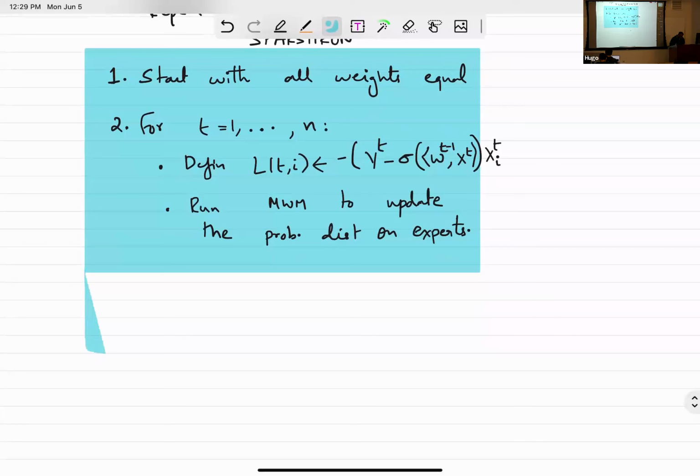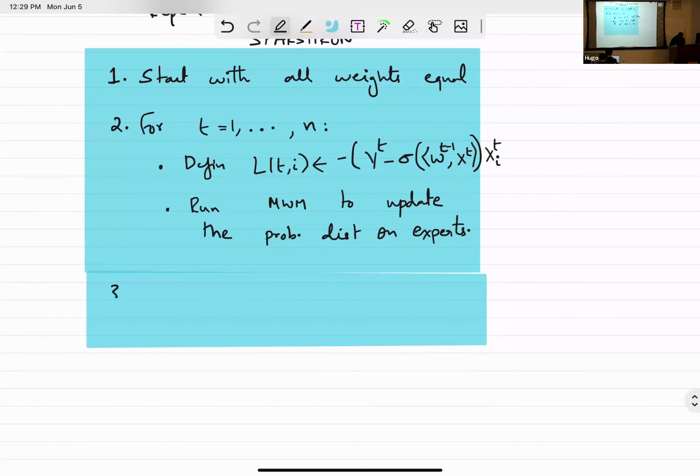There's one small thing that you have to do, which is in the end, you don't just output the last set of weights that you have. And this is again because of something that happens in stochastic gradient descent too. You pick the best weight vector across the n rounds.